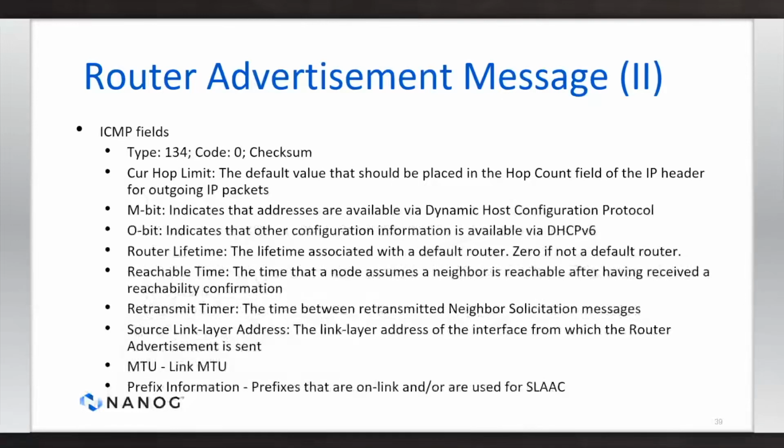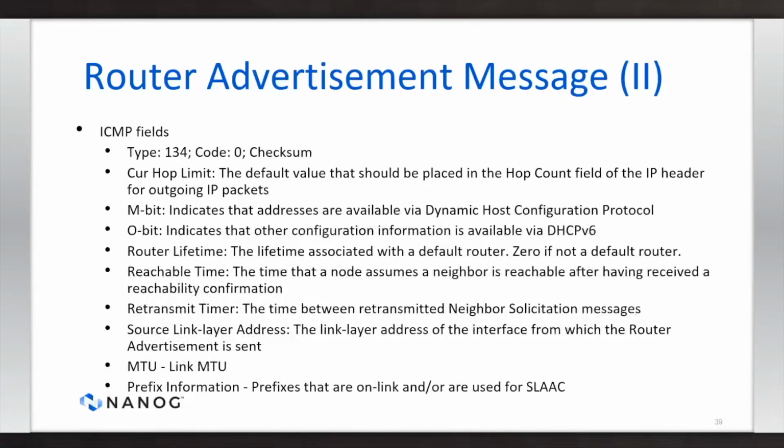A reachability time, a retransmit timer. Here's the important part, the source link layer address, and that's the link layer address of the interface from which the router advertisement was sent. So now the recipient of this message can send a message to this router, a point-to-point message or a unicast message. An MTU, and that's the MTU of the link that the router is speaking on, and prefix information that we'll see later used for SLAAC, for stateless address autoconfiguration. I probably should have mentioned that there are 2 ways to get addresses to IPv6 nodes.